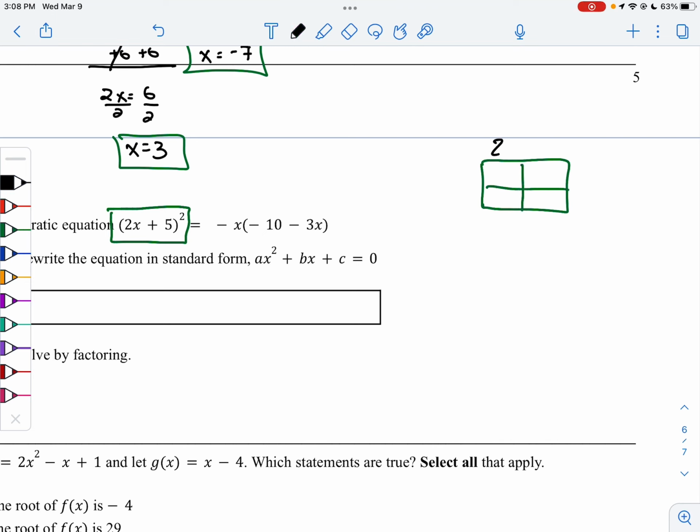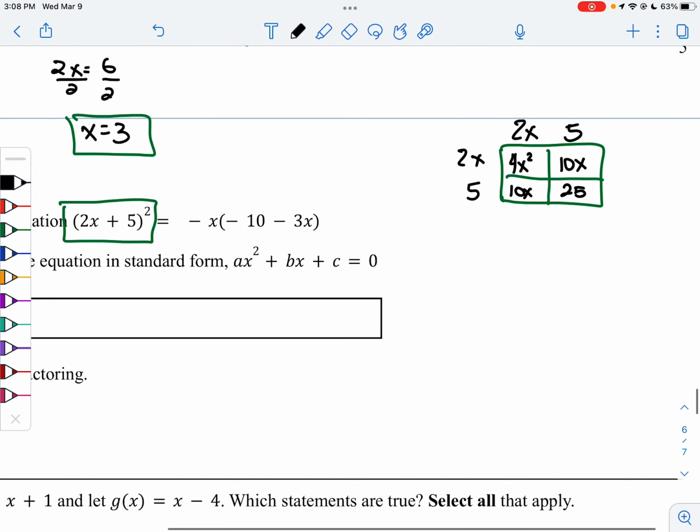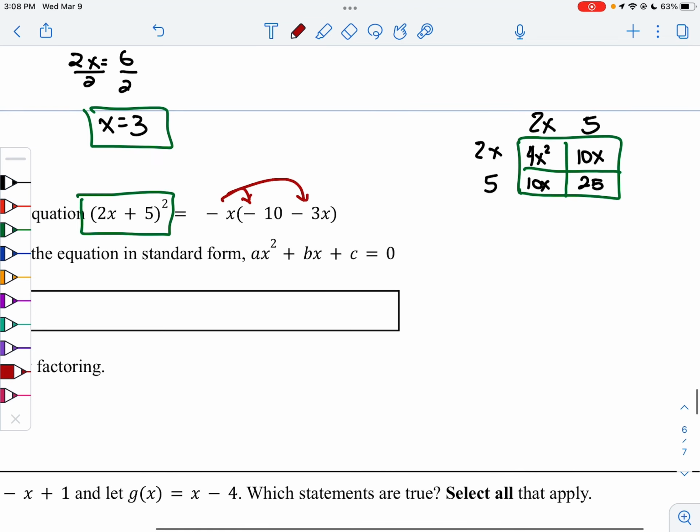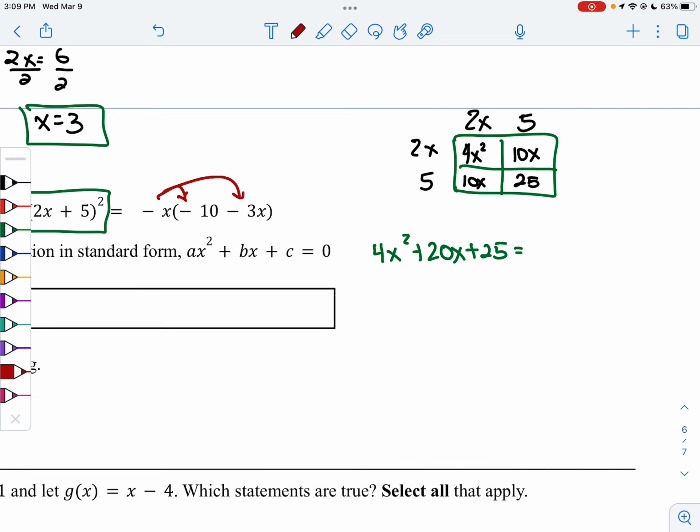So I get 2x and 5, 2x and 5, which gives me a 4x squared, a 10x, and a 25. And I need to do a little bit of distribution over here. So at this current moment in time, what am I looking at? I'm looking at what's in my box, 4x squared plus 20x plus 25 is equal to whatever I distribute in here, which is a positive 10x and a positive 3x squared.